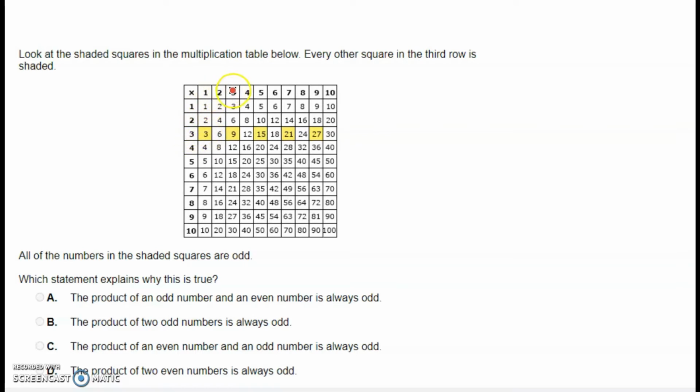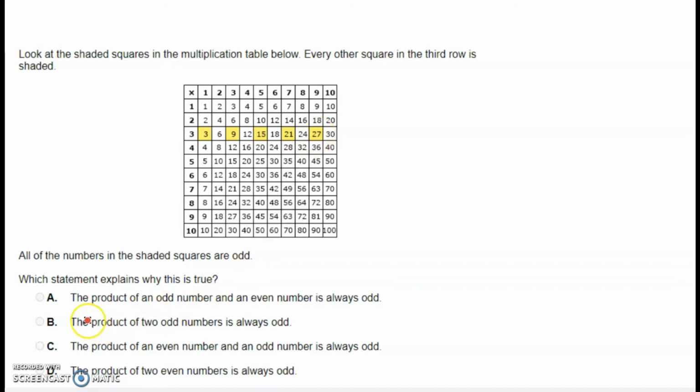3 times 3 is equal to 9. Both numbers are odd, 3 and 3, so the product is an odd number. 3 times 5 is 15. 3 is an odd number, 5 is an odd number as well, so the answer is an odd number. 3 times 7 is 21. 3 and 7 are both odd numbers, and the product is also an odd number. 3 times 9, 27. Odd numbers multiplied together give us an odd number as product.